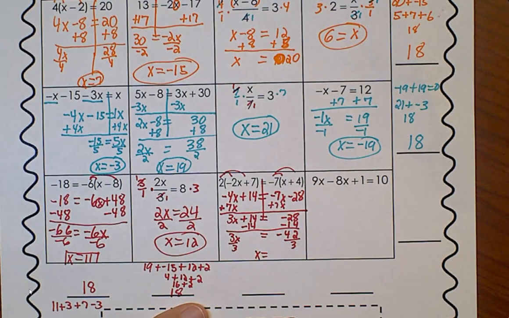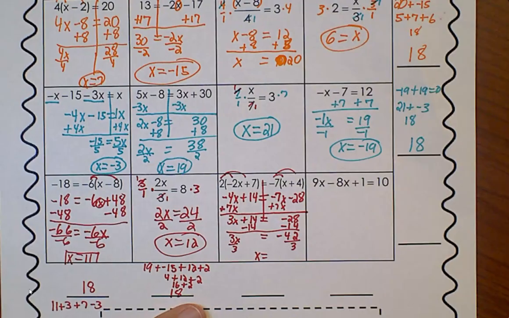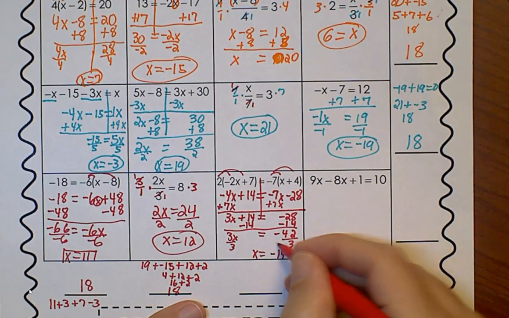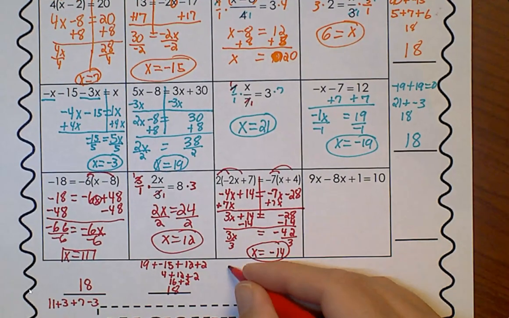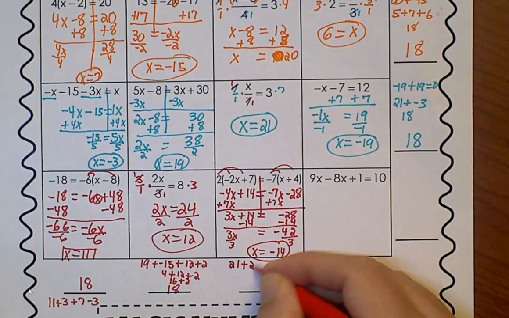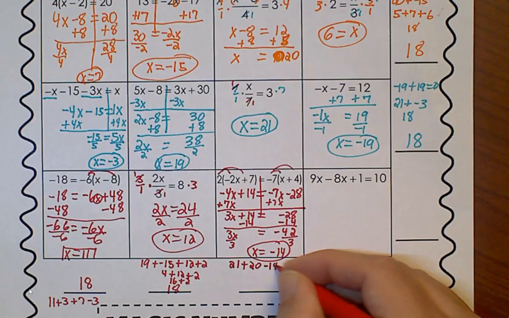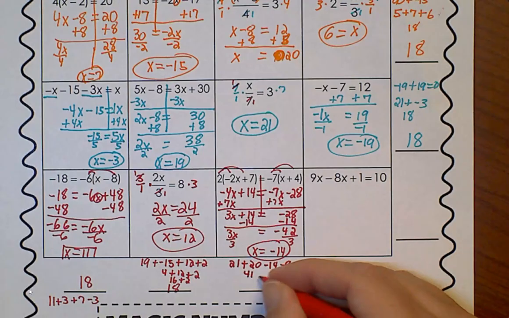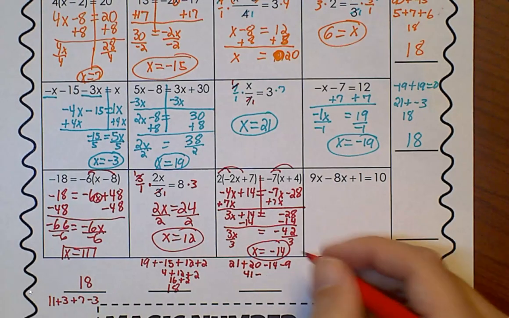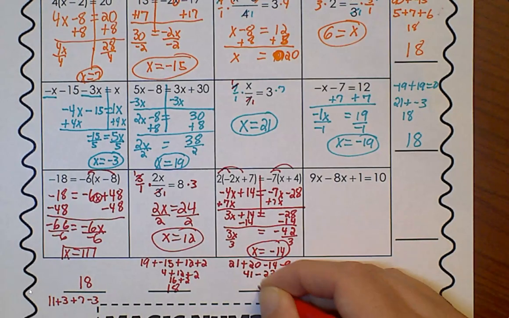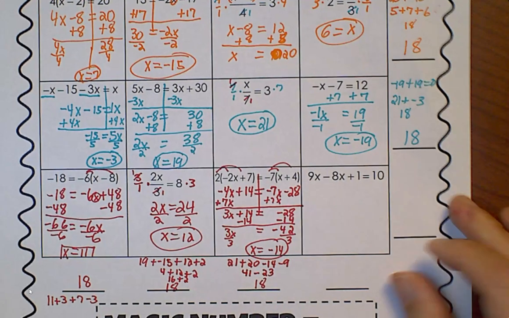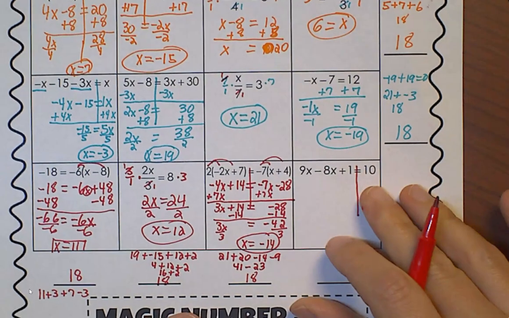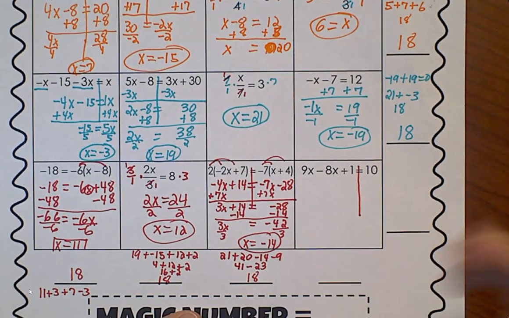Let's see, what would that be? Negative 14. So we got 21 plus 20 minus 14 minus 9. 41 minus 23. It's 18. That's correct. Okay. So we want to combine all like terms.